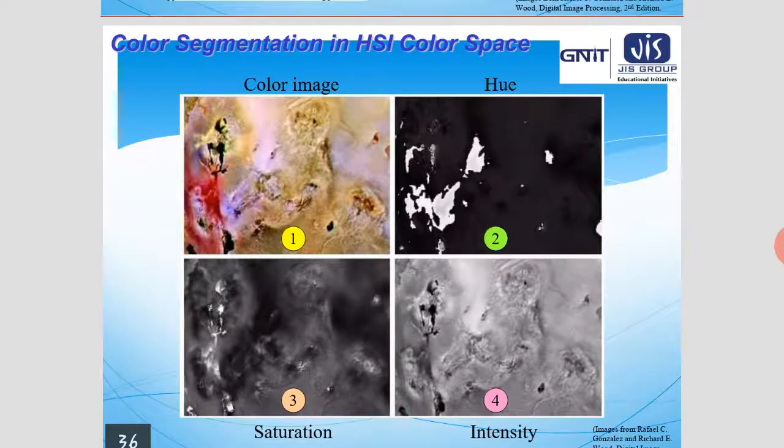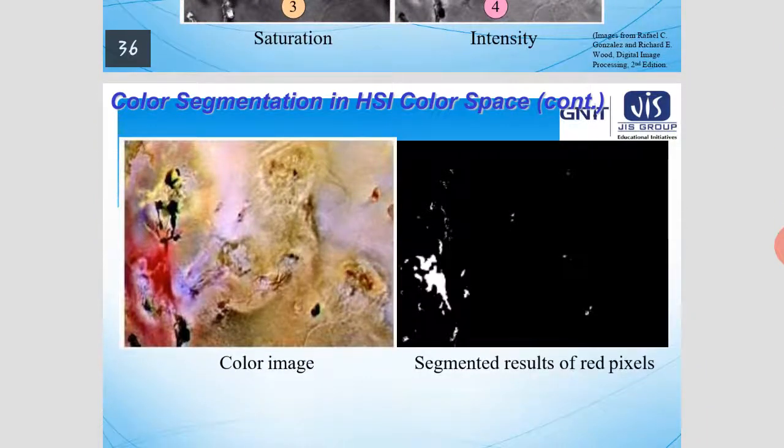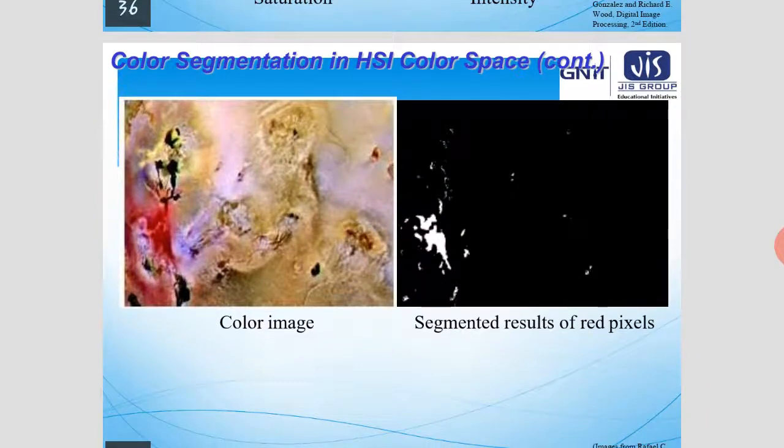The first image has been shown here, and its hue, saturation and intensity are represented in the second, third and fourth images of the corresponding color image. Now for the color segmentation in HSI color space, the first one is the color image, and the last one is the segmented result of the red pixels. So if we segment out the red pixels, it will look like the image on the right side.